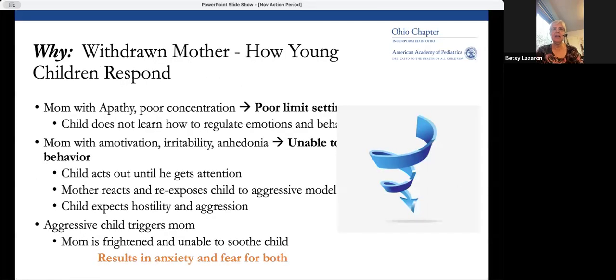And it's just a negative feedback spiral that happens with this. The moms who have apathy and poor concentration have difficulty with poor limit setting, and so the child doesn't know how to regulate those emotions and behaviors. The mom who's irritable or has anhedonia is unable to model appropriate behavior, and the child acts out till they can get attention. The mother reacts and re-exposes the child to aggression, and the child expects hostility and aggression in many of these interactions. So now you've got an aggressive child, and they go back and trigger this mom who has minimal ability to respond. The mom becomes frightened and unable to soothe the child, and that results in anxiety and fear for both the mom and the child. Next slide.